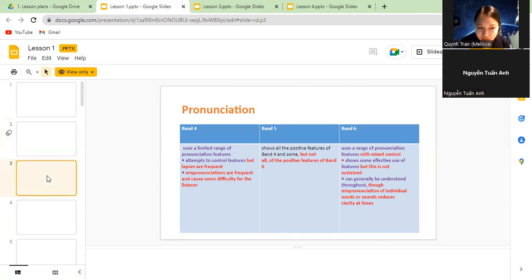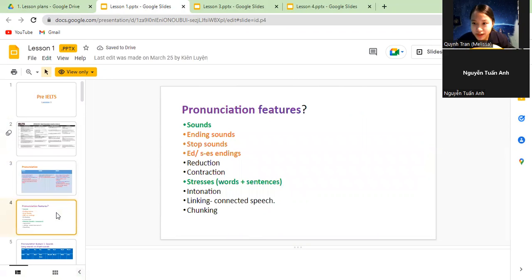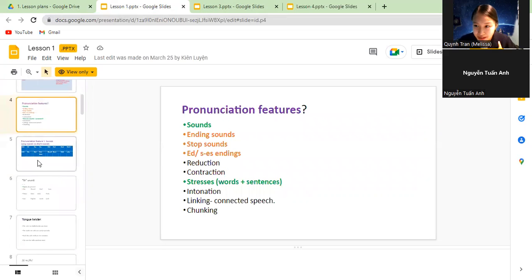What was that sound? Like the long vowel sound and short vowel sound. Like the long vowel sound and short vowel sound. You cannot hear me?